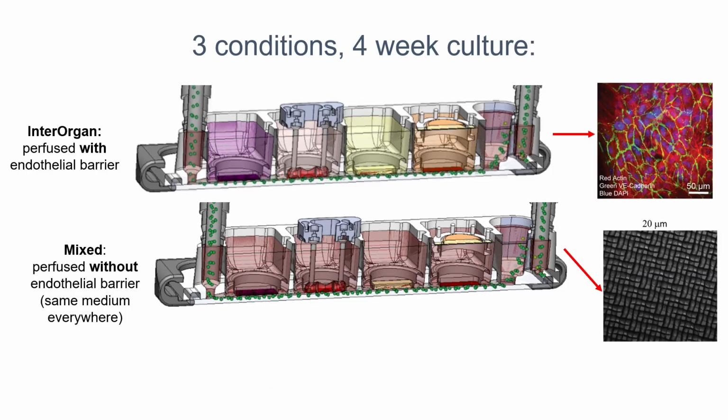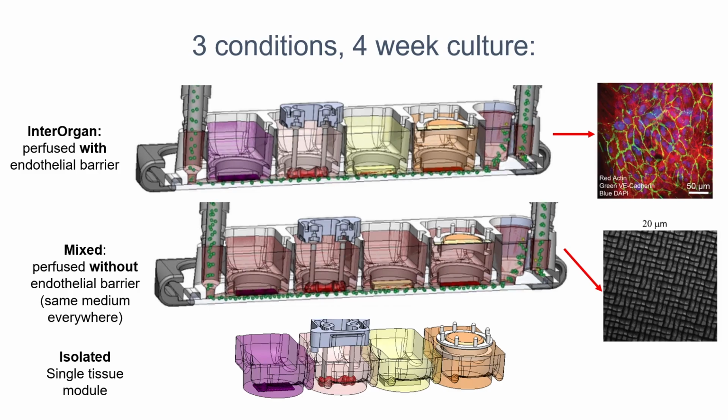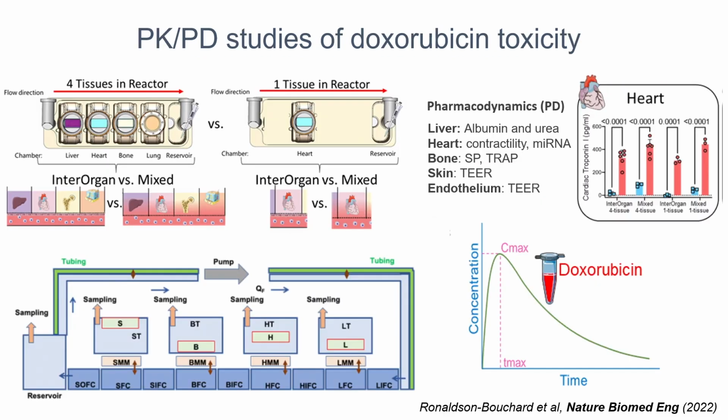So this is just another view at this. This is our interorgan platform with endothelium. This is our mixed platform with just a membrane, so elastic membrane without endothelial cells. And then we have these isolated tissues that we cultured both with and without endothelium and flow. And what we have done in this study was to look into the toxicity of doxorubicin.